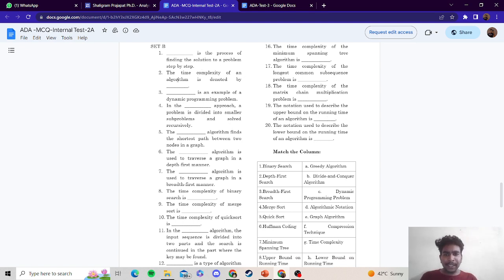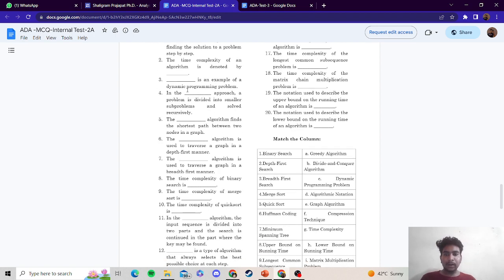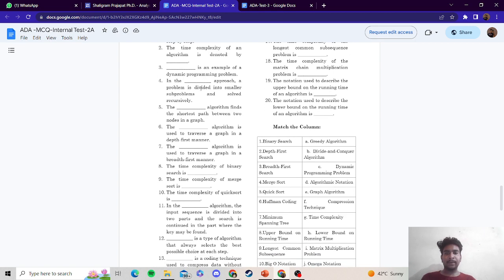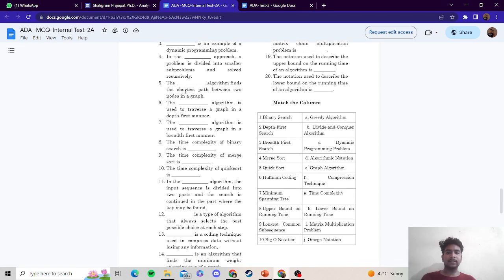The time complexity of an algorithm is denoted by the time complexity of big O notation. The answer will be big O notation. And now question number three, there is an example of dynamic programming problem. So here longest common subsequence is an example of dynamic programming. In the dash approach, a program is divided into smaller sub problems and solved recursively. So divide and conquer will be the right answer.